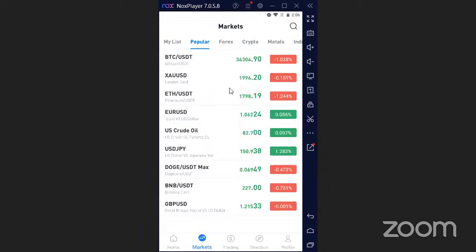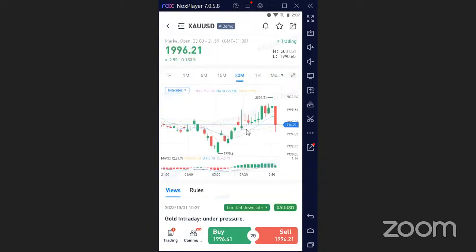All right. So now let's say you want to trade gold. This is gold, XAUUSD gold. If you click on gold, it's going to take you to the front page. This is the chart for gold, and you can either buy or sell. So this is basically how to open a position on the BTC Dana trading app. You can open a position here.